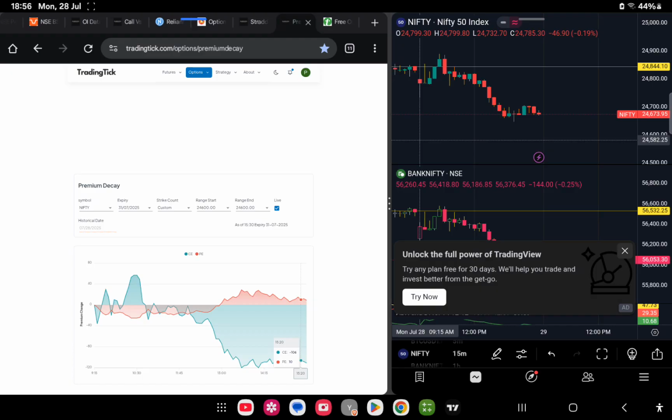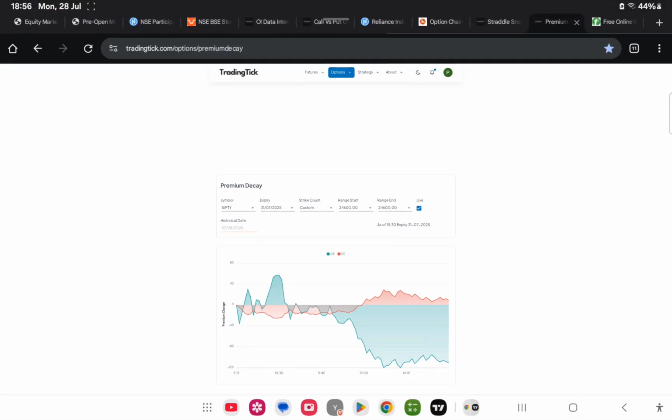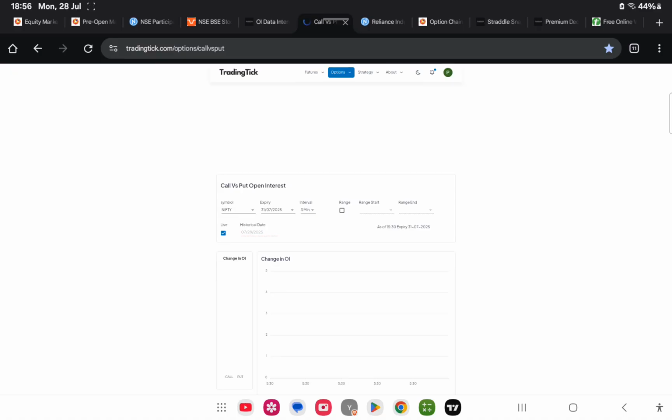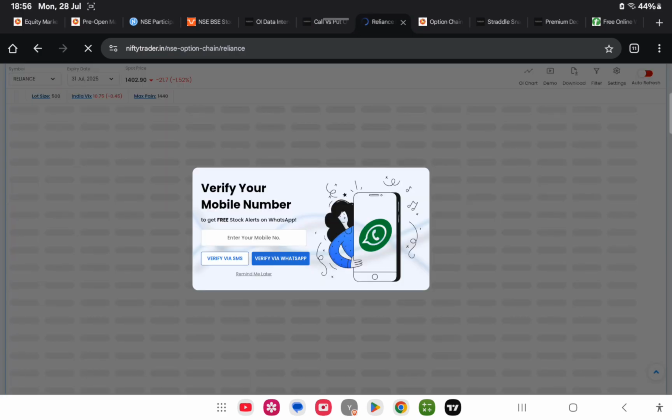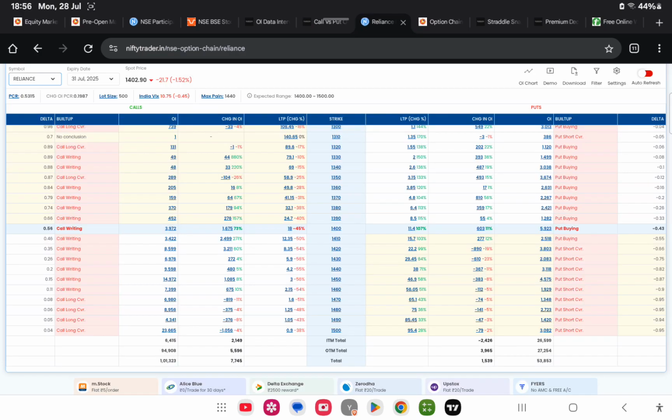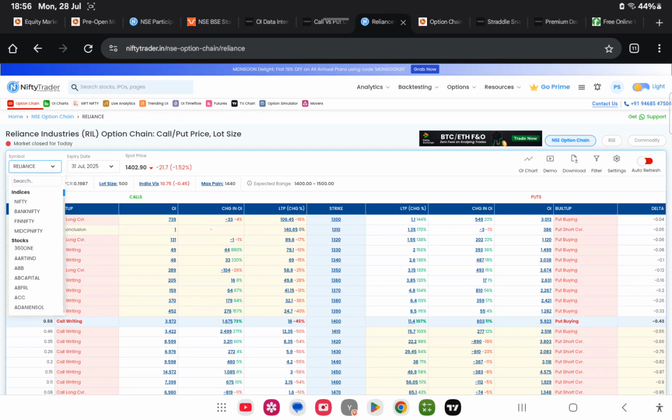Now we'll try to check the close range OI. For that I am taking the Nifty Trader website. Let's check for Nifty first. So we'll take Nifty.